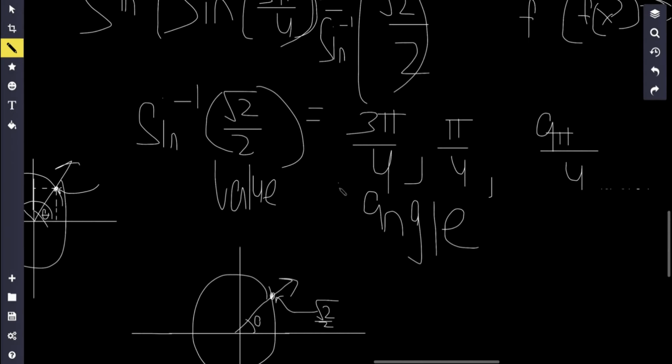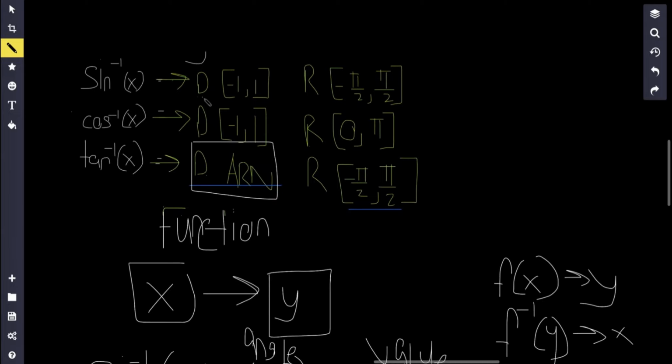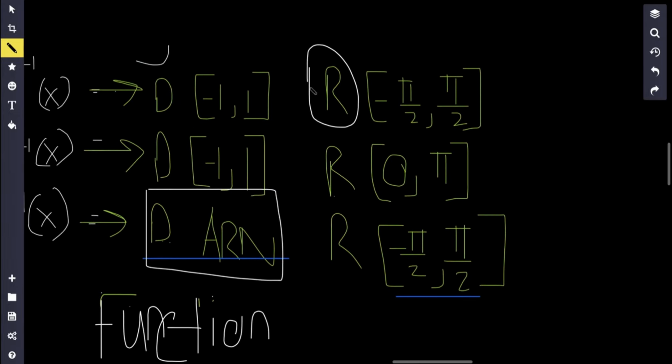So this is why for inverse sine, you restrict the range of the function to be -pi/2 to pi/2.